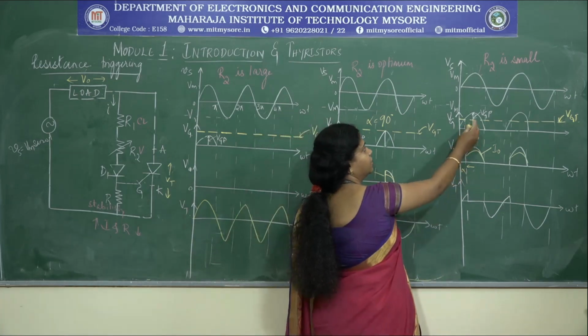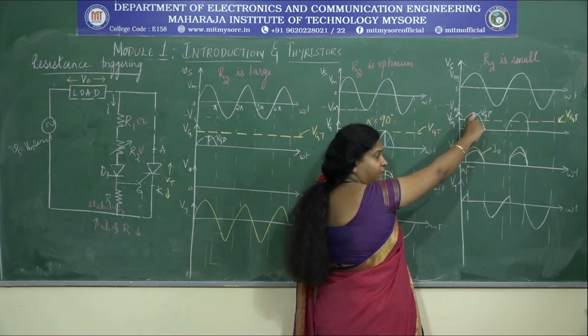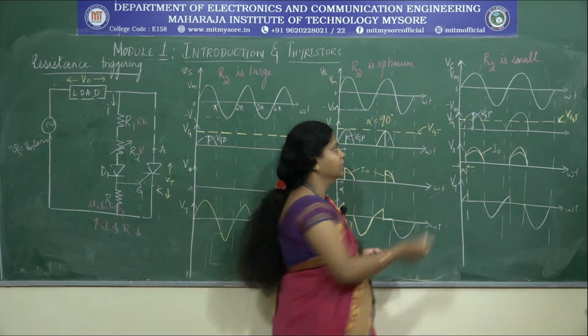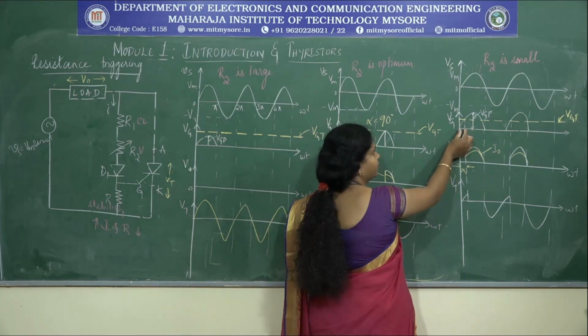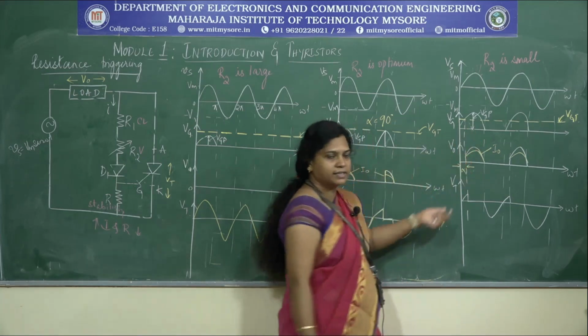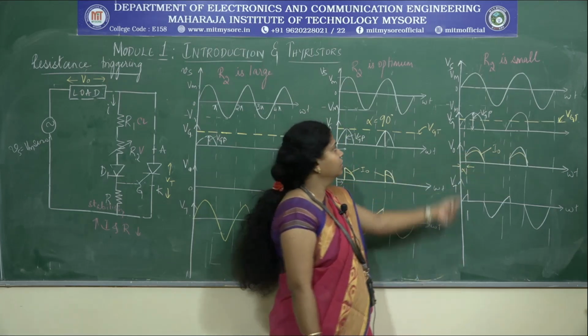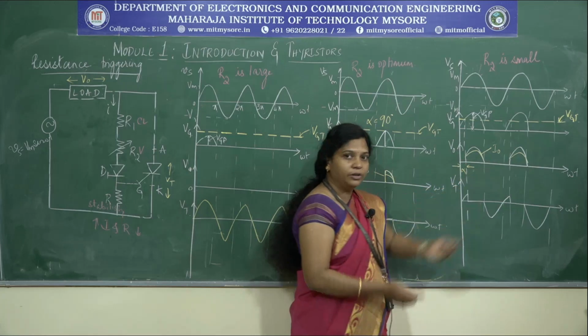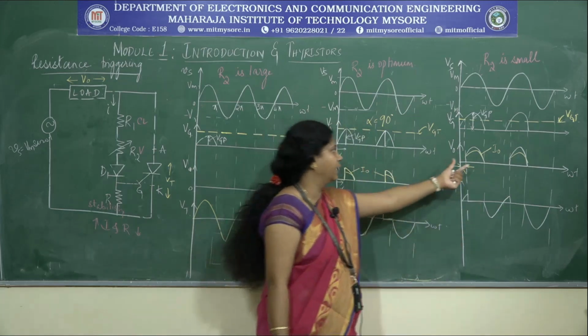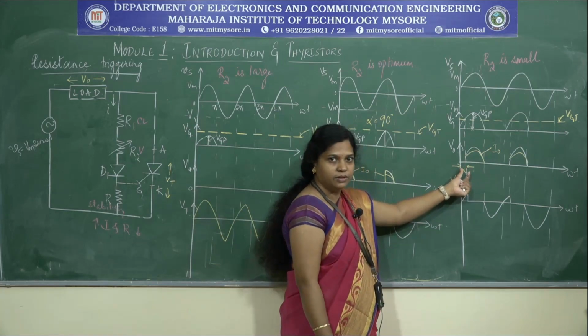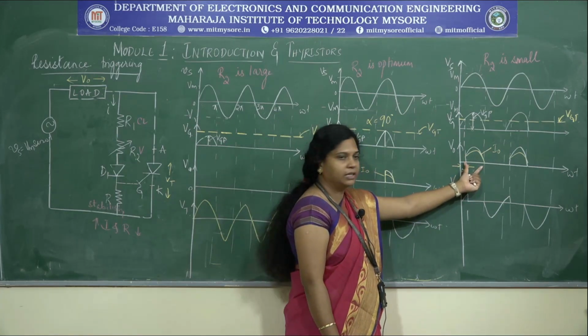So, in this condition, before the VGP peak value is achieved, before 90 degree itself, it is going to turn on. So, at this point, somewhere around 15 degree, let us say alpha is 15 degree, and it turns on. Now what happens? We are going to get a large output value. Okay. So, now alpha is equal to say 15 degree, we are going to get the output voltage.